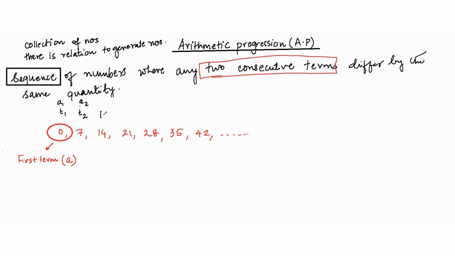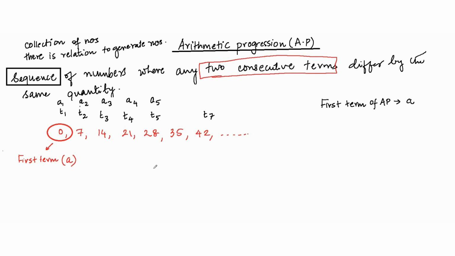The third term is written as T3, or it is basically A3. 21 is the fourth term, that's T4 and also written as A4. 28 is the fifth term, so that's T5, which can also be written as A5. So you will notice that 42 is the seventh term, and of course there will be many more terms beyond this point. So the first term of an AP is denoted by the letter A.